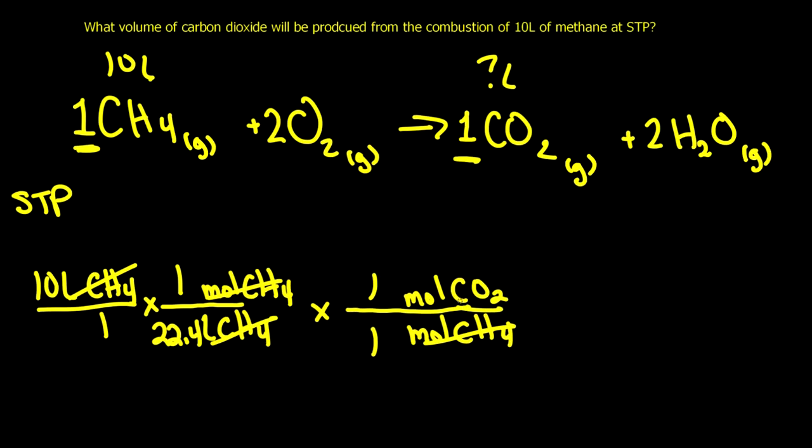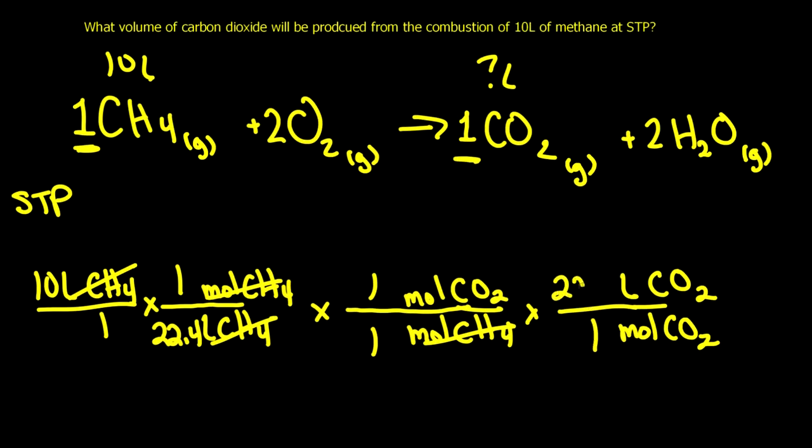Now once I've got moles of carbon dioxide, I need volume of carbon dioxide. Since moles of carbon dioxide is on top, I'm going to put moles of carbon dioxide on the bottom and liters of carbon dioxide on top. Well, 1 mole of carbon dioxide is 22.4 liters of carbon dioxide. That cancels out my moles of carbon dioxide, leaving me with liters of carbon dioxide. So this 22.4 is canceled out with this 22.4.